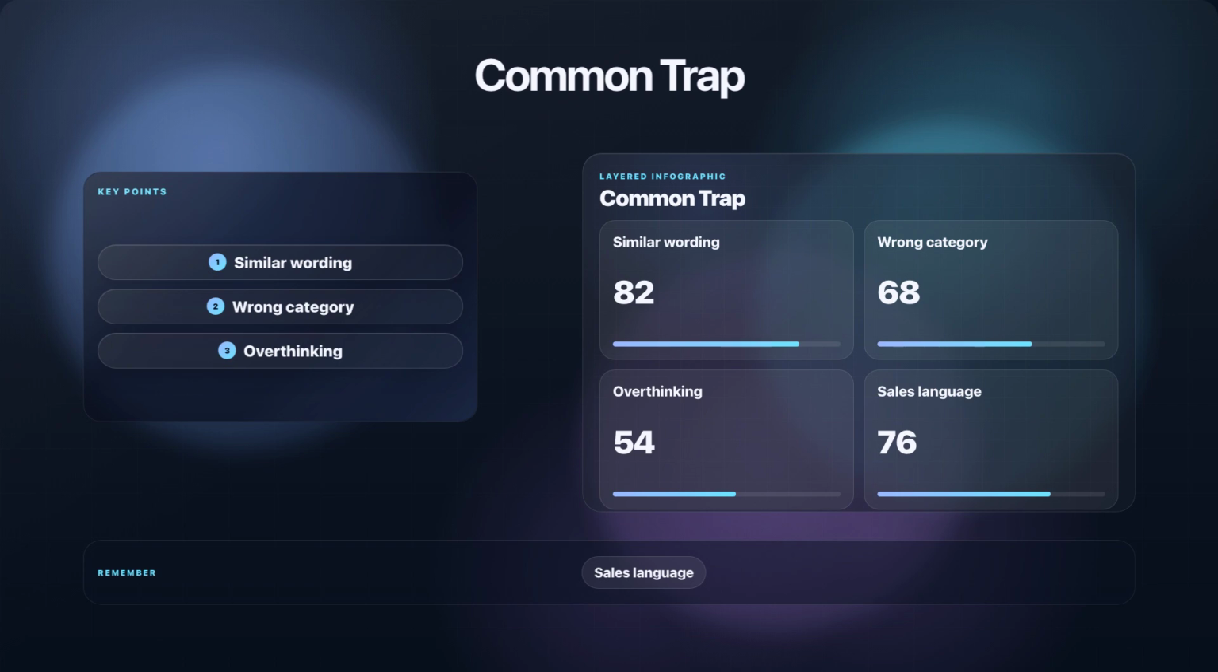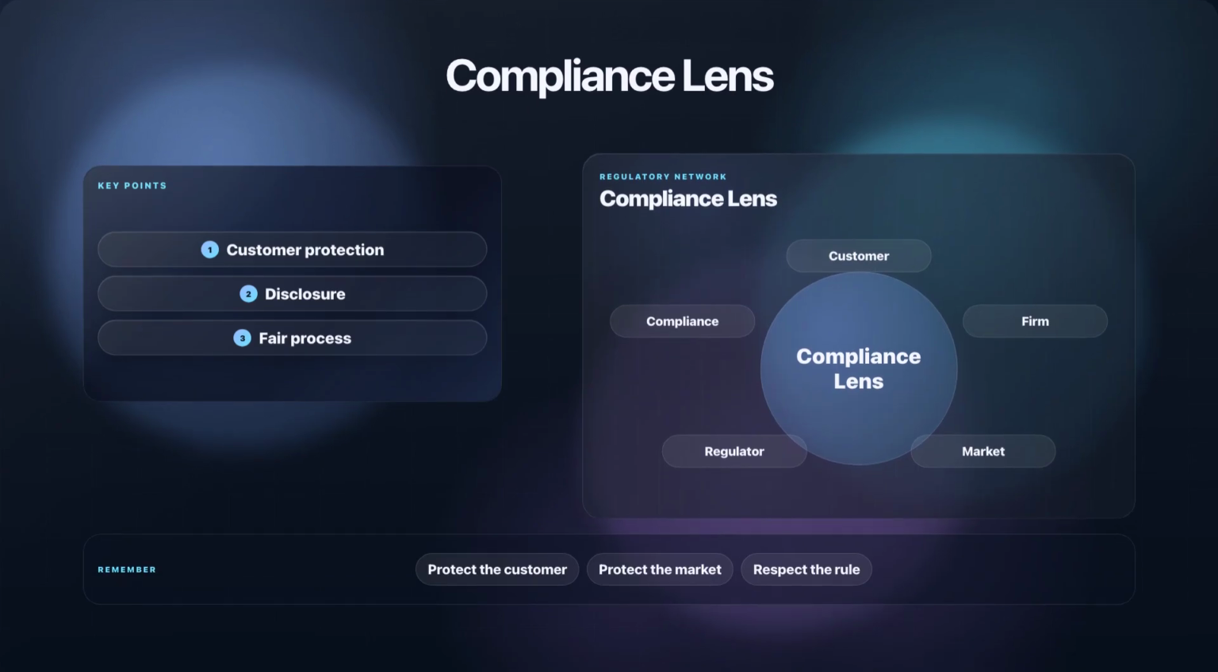Even when the topic looks technical, the SIE often has a compliance lens. Ask which answer supports fair dealing, accurate disclosure, proper supervision, or investor protection. That lens is especially useful when 2 answer choices seem close.